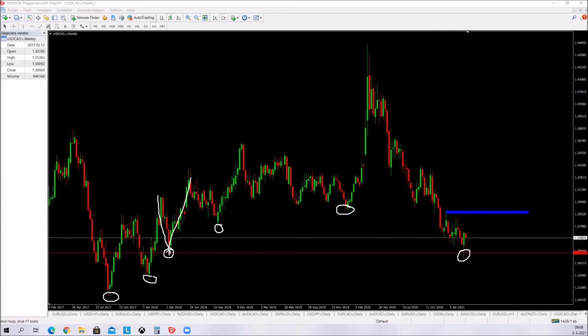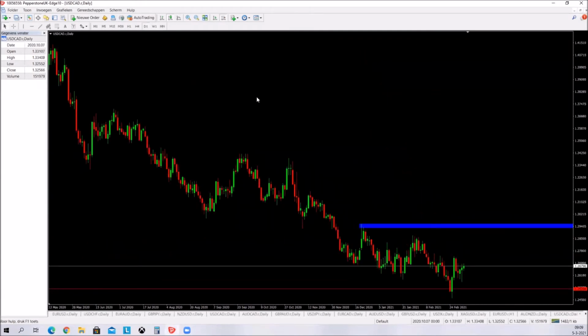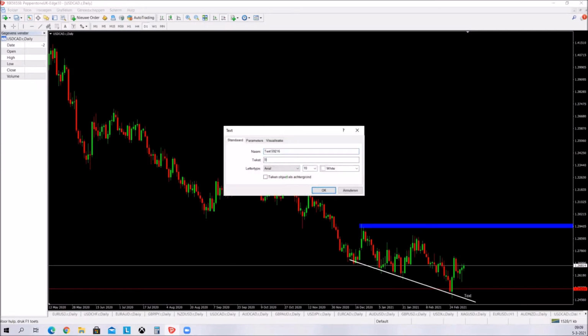So this is the first clue to me. A false breakout of an important swing point is a bullish sign. So that's the first sign. The next thing is this is a clear accumulation range. It's not a textbook example, but it is an important clue. And this is a clear accumulation range.